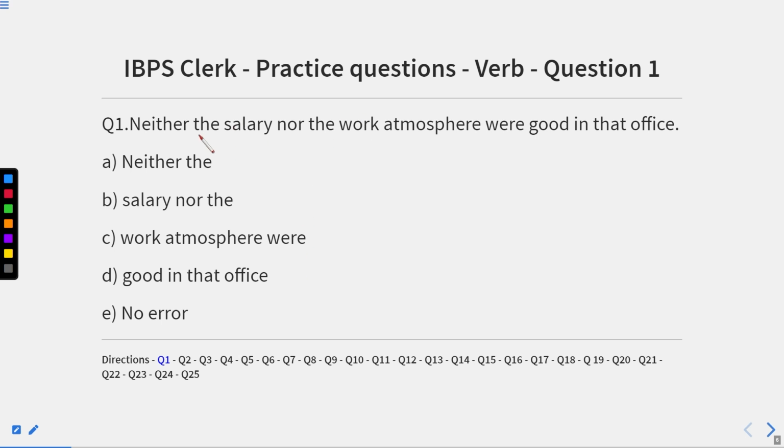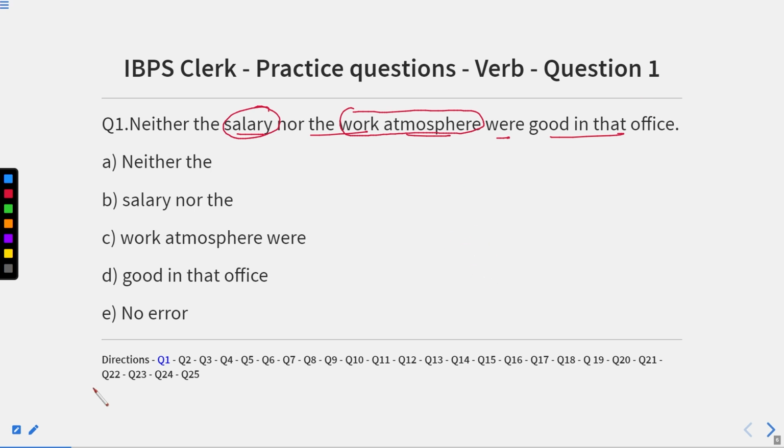So the first question is, neither the salary nor the work atmosphere were good in that office. So here it is written neither the salary, so we are talking about first salary, and the work atmosphere were good in that office. Now we have to look for the error in this sentence.